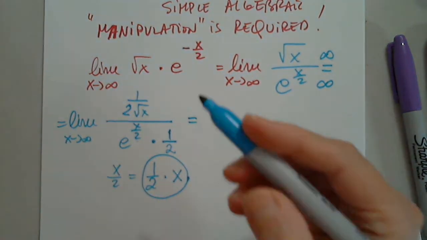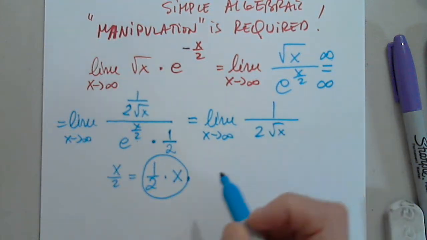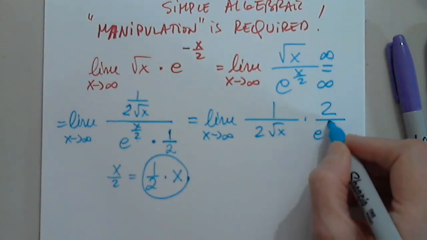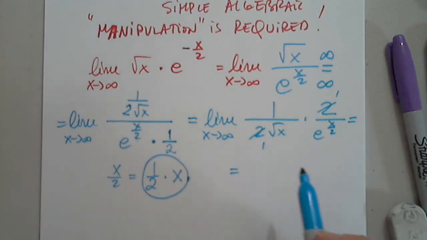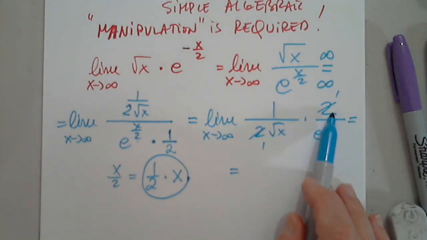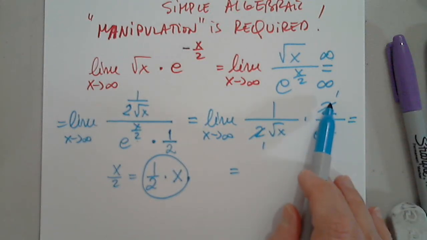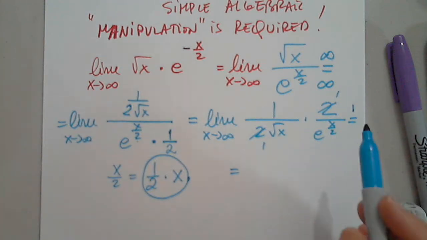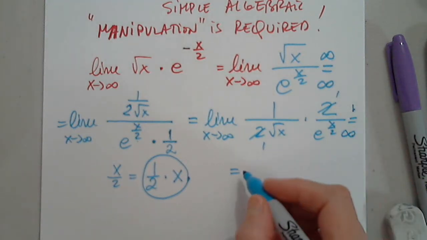The numerator, so I copy the limit as x approaches infinity. The numerator is 1 over 2 the square root of x. The denominator is e to the x over 2. I will flip 2 over e to the x over 2. I will simplify. And now I try again. Where does the numerator go? One. Good. Where does the denominator go? Infinity. Good.